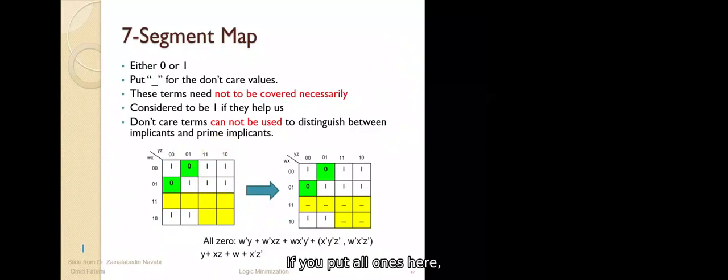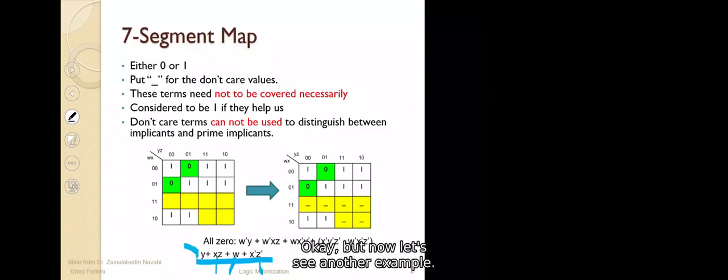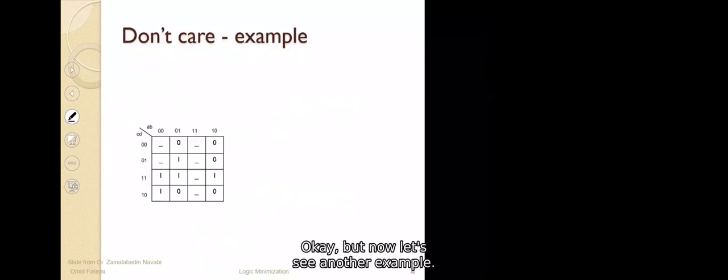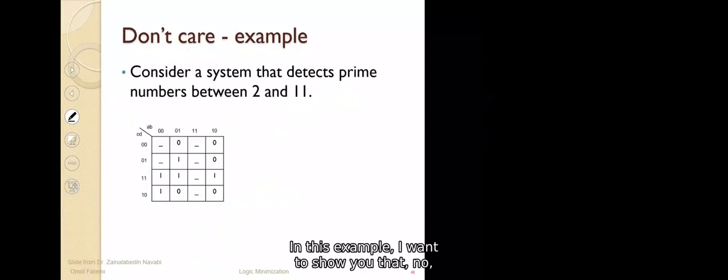If you put all ones here, we see this, and there were 4 essential ones, and this is the function: 2 8 cells and 2 4 cells. Okay, but now let's see another example. In this example, I want to show you that it's not good to always put all of them as 1 and calculate. Sometimes it is not necessary.